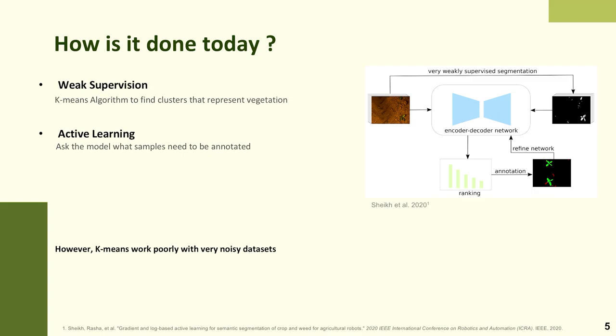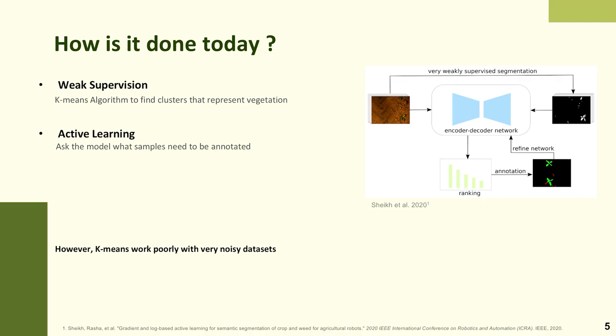So to tackle these problems, 2 paradigms have appeared. The first one, weak supervision, could be renamed as smart supervision because it only means to get good enough data to train supervised models on, but without too much labor. For example, in this paper, the authors used a k-means algorithm to cluster the different pixels together and then just select the clusters that represent plants. The second one, active learning, essentially means to dialogue with your model and let it tell you what samples are the most relevant to be annotated to improve its performance.